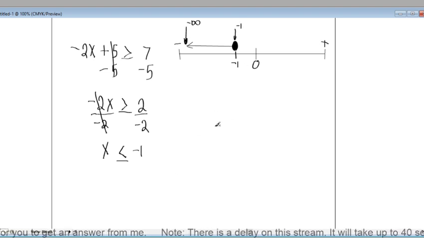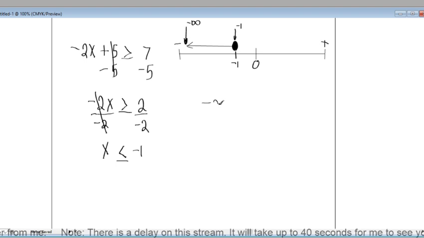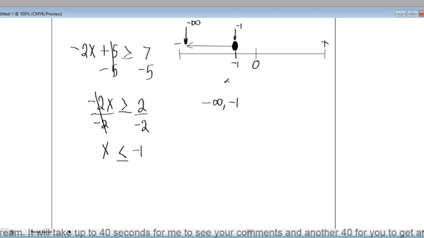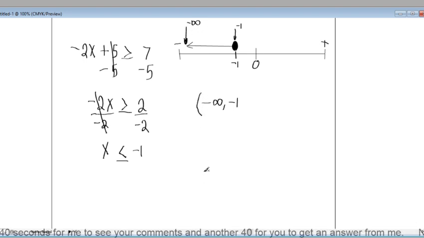So our interval, again, start point and end point. Our start point is negative infinity, and our end point is negative 1. So now we have to decide whether we can put a parenthesis or bracket on each of these numbers. So infinity, we can't ever reach it. It has to get a parenthesis. Every time, infinity will always get a parenthesis.